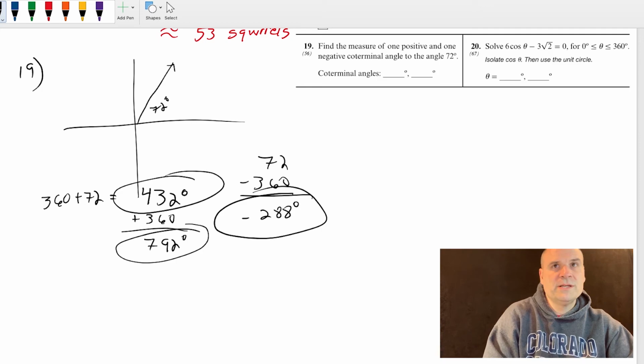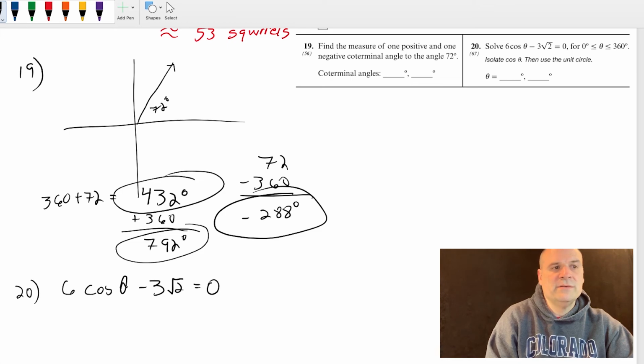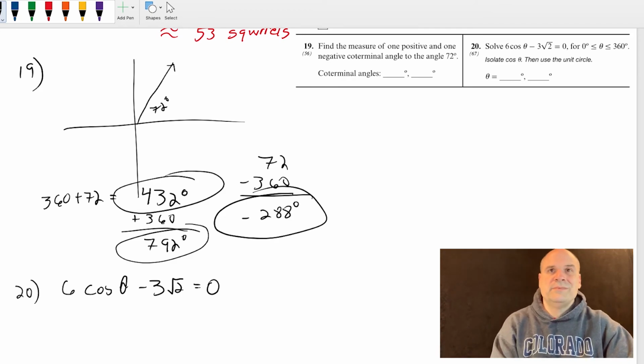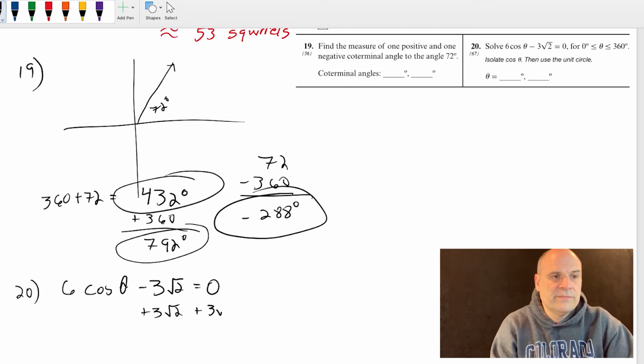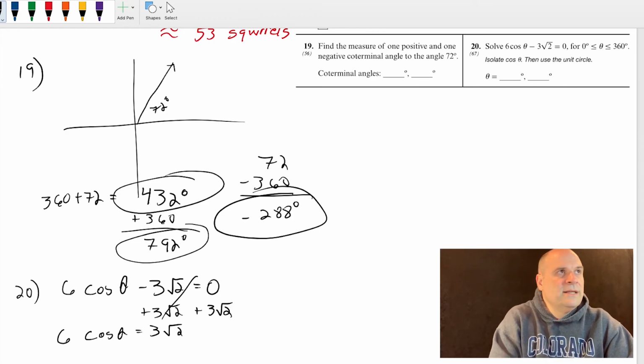Number 20, we're just going to solve for theta. So here's what the equation looks like. 6 times the cosine of theta minus 3 radical 2 equals 0. All right, so our theta is in between 0 and 360, okay? So let's get cosine of theta by itself. Let's add 3 radical 2 to both sides. So we get 6 cosine of theta equals 3 radical 2. Now let's divide by 6.